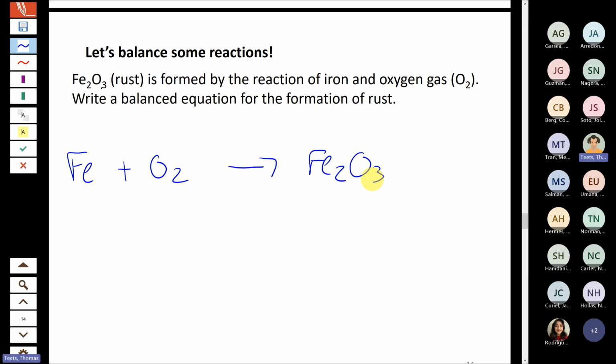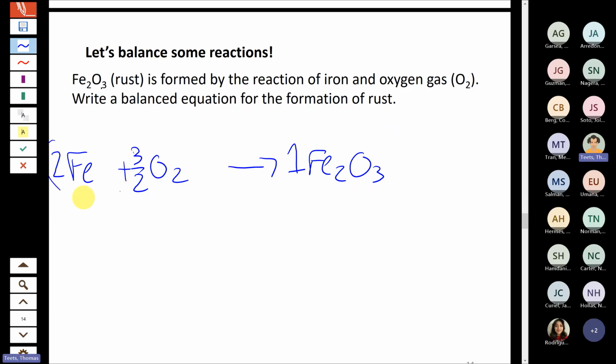The starting point for this is a little bit arbitrary, but this looks like our most complicated species. It has 2 elements, total of 5 atoms in the formula. So we'll set that to 1. So in this product here, we have 2 irons. So we're going to put a coefficient of 2 there to balance iron. We have 3 oxygens. So for O2, we would need 3 halves to make it a total of 3 oxygen atoms. 3 halves times 2 is 3. So that's going to be the set of coefficients that works.